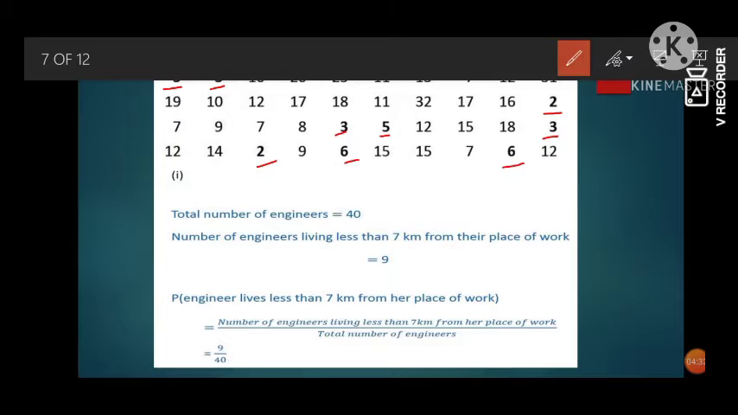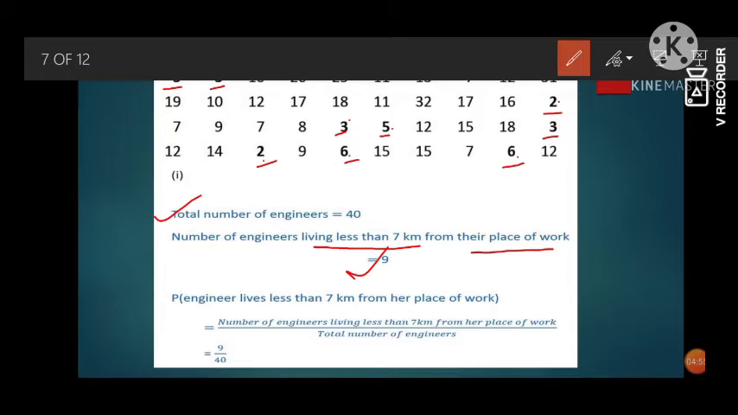So how many are there? There are 9 in total. 1, 2, 3, 4, 5, 6, 7, 8, 9. So total number of engineers was 40. The number of engineers living less than 7 kilometers from their workplace is 9.